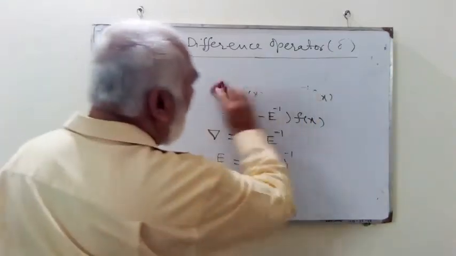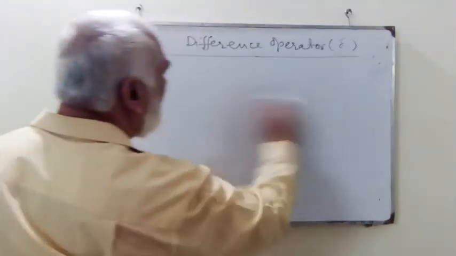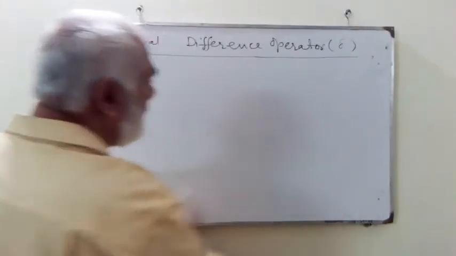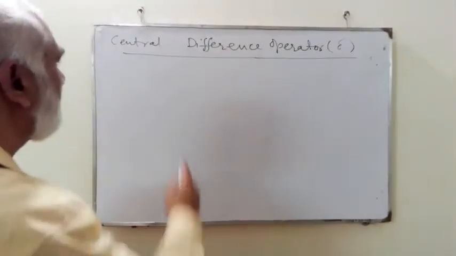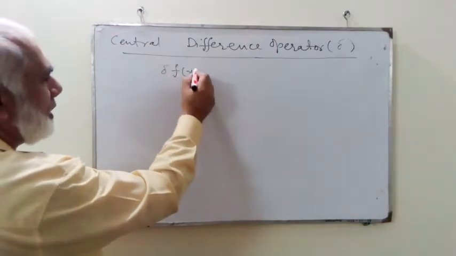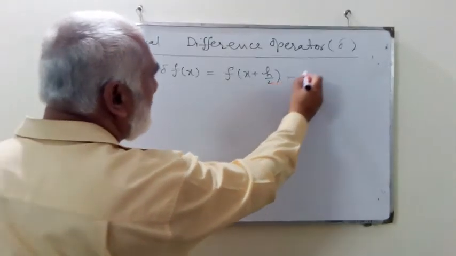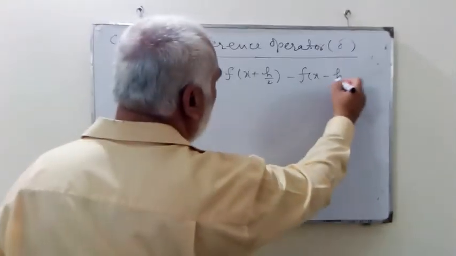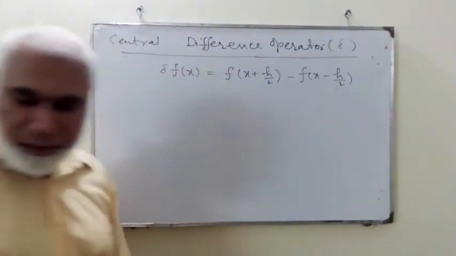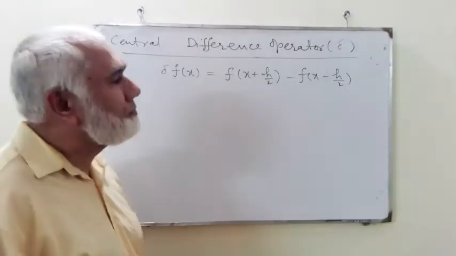Now we define the central difference operator. Here we write down the definition for the central difference operator. According to the definition, whenever you apply this operator over a function f(x), the result takes the form f(x plus h by 2) minus f(x minus h by 2). So this is the definition for the central difference operator.